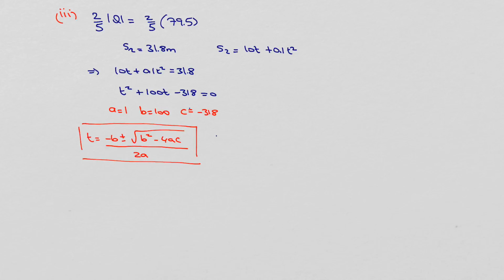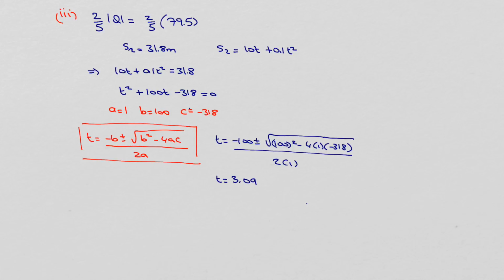So if we're subbing that into our minus b formula, we have minus b plus or minus the square root of b squared minus 4ac all over 2a. And if I'm subbing my values in, that gives me minus 100 plus or minus the square root of 100 squared minus 4 times a times c, all over 2a. So of course, subbing that into your calculator, we'll end up with two values, and we're only going to take the positive value here, which is 3.09 seconds.